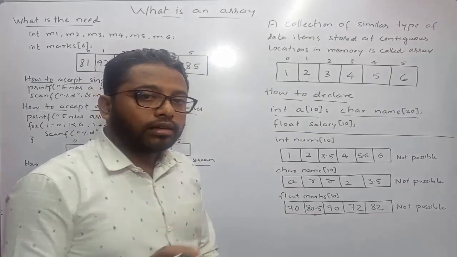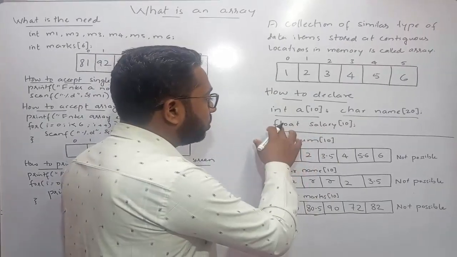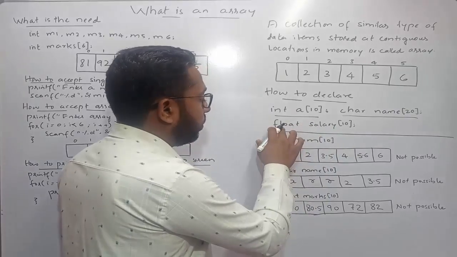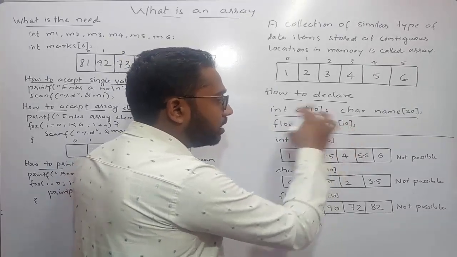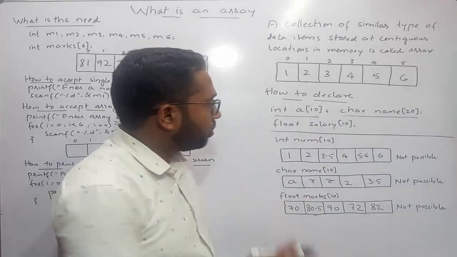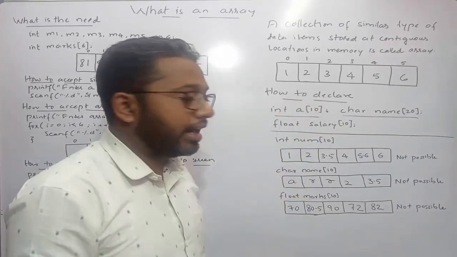If you want to create a float array, then you need to create that array like this. Float is the data type, and then this is the name of the array, and this is the size of the array. So this is how you can declare an array.